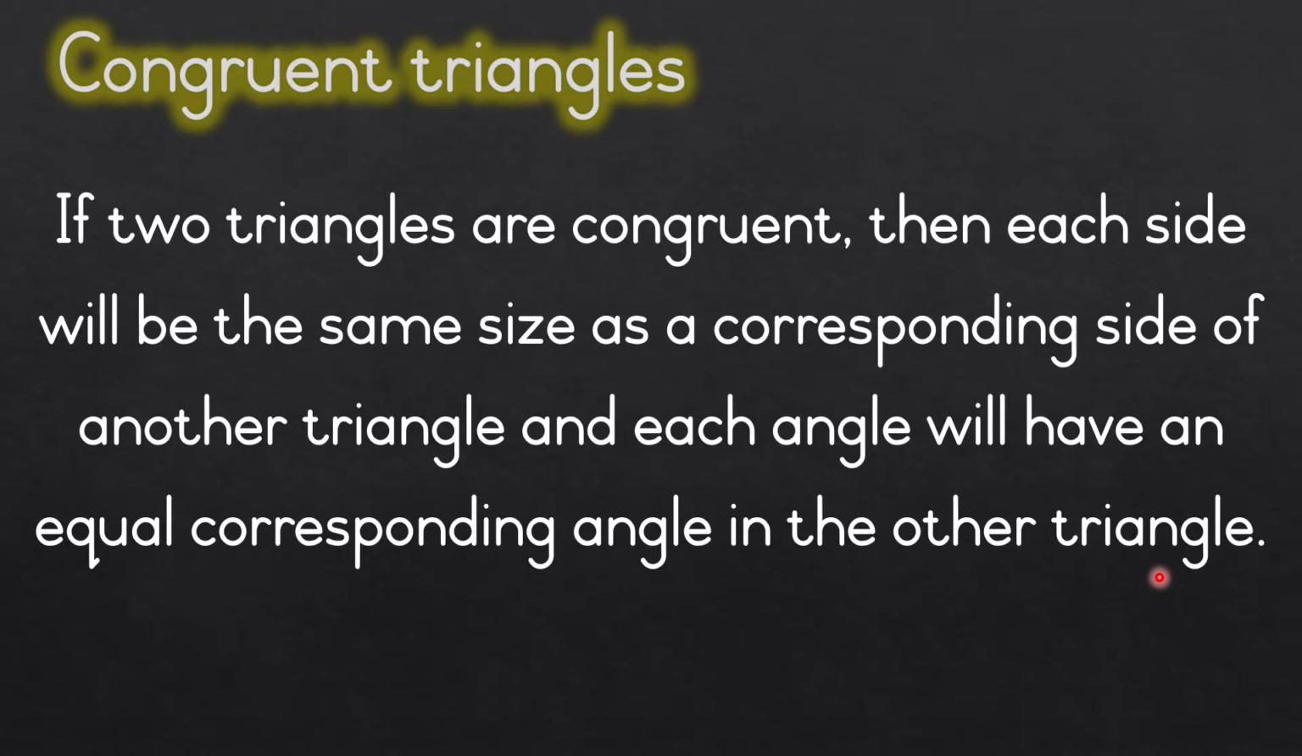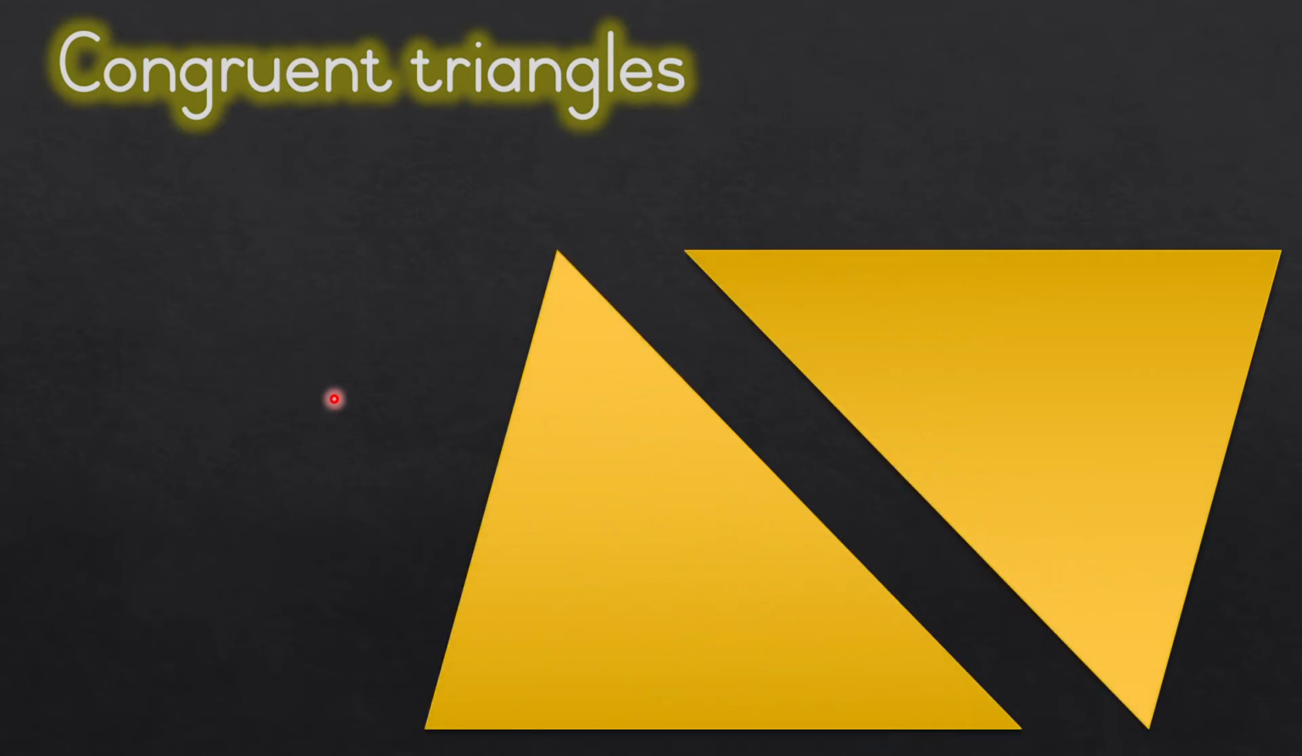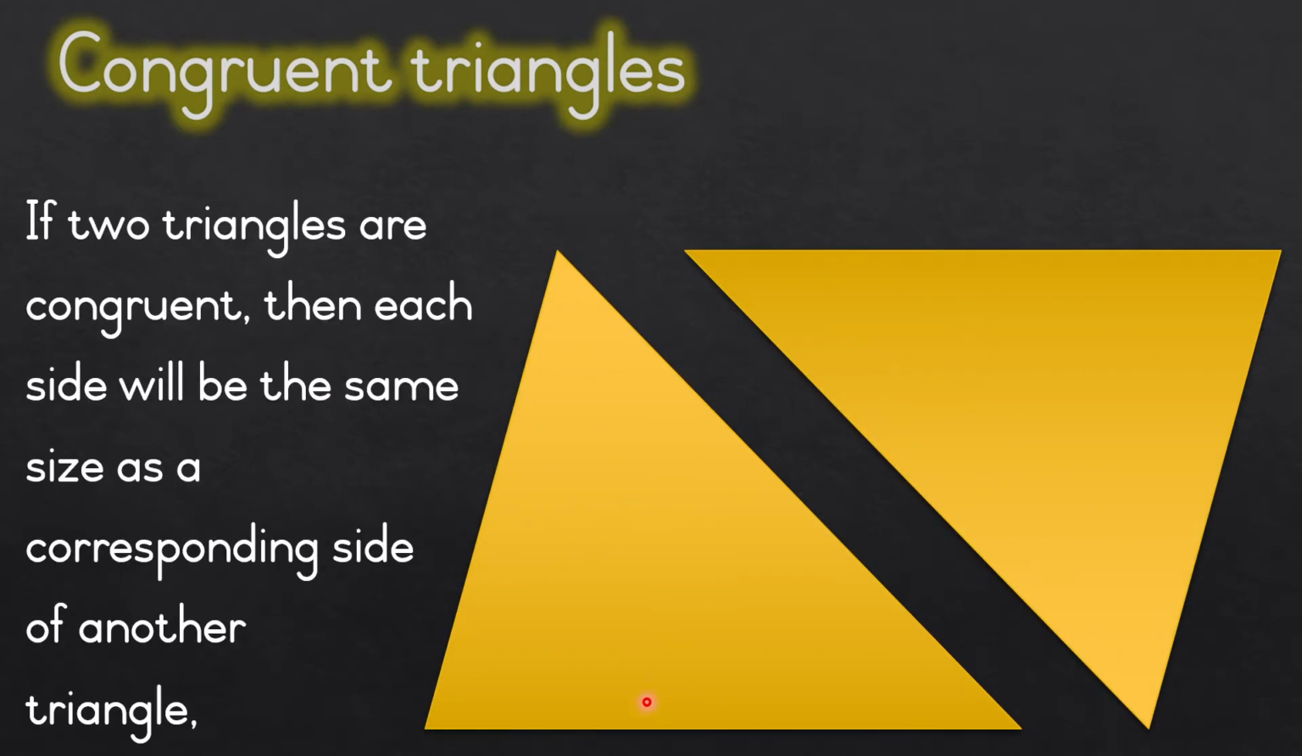So if two triangles are congruent, then each side will be the same size as the corresponding side of another triangle, and each angle will have an equal corresponding angle in the other triangle. While that is a complete mouthful, let's divide this statement into two parts. The first part reads, if you have two triangles that are congruent, then each side will be the same size as a corresponding side of another triangle. So what does this part mean?